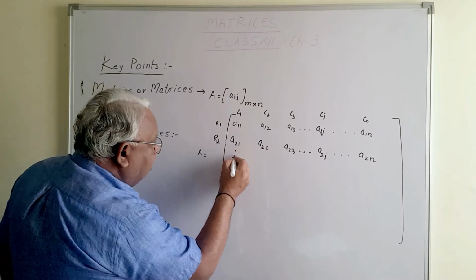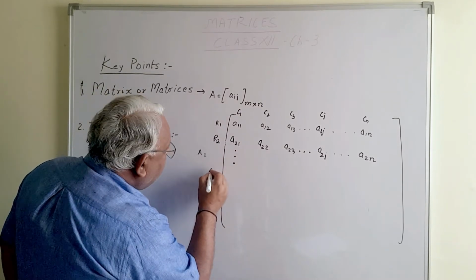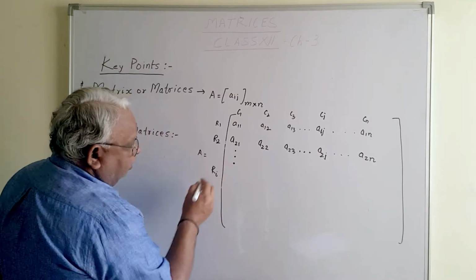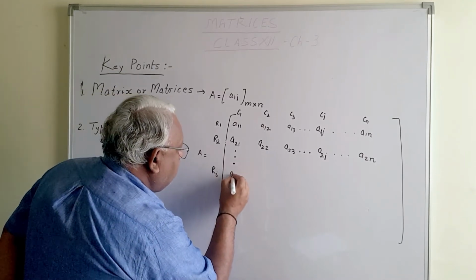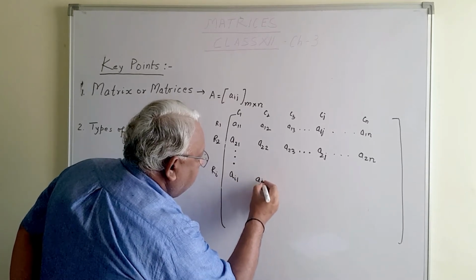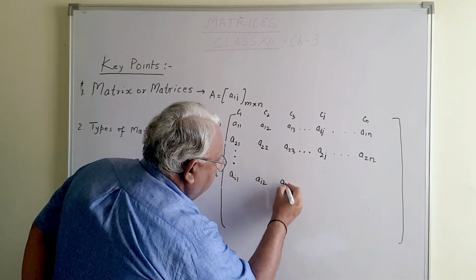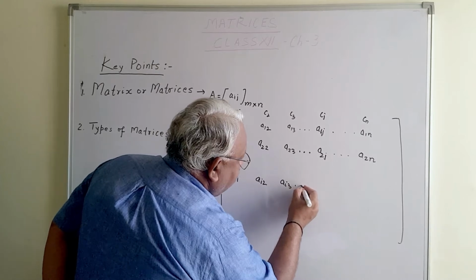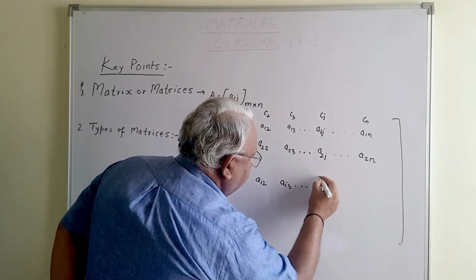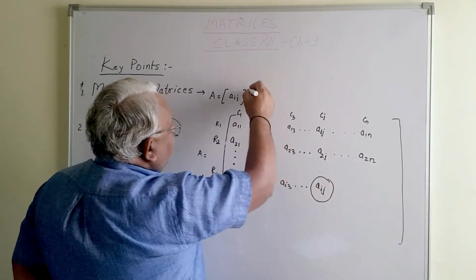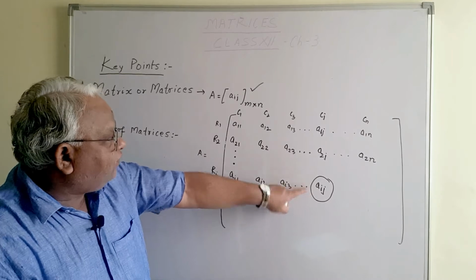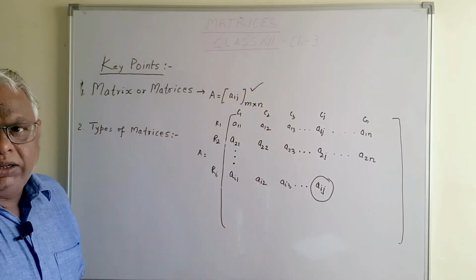Likewise, you will move horizontally also, and you will move to the ith row. So it will be ai1, ai2, ai3, and here you have aij. You just try to correlate this element with this format.